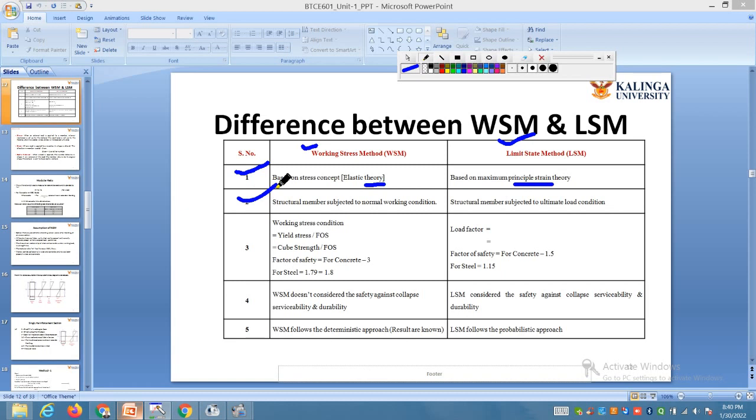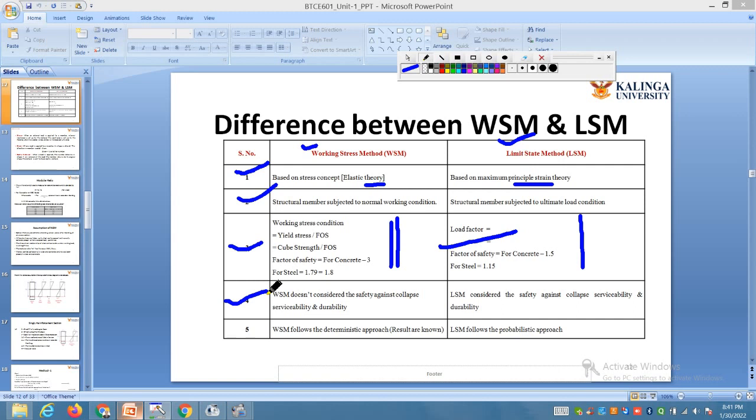Working stress method is based upon consideration of material properties. I have explained in detail in my previous lectures how we consider factor of safety 3 for concrete and approximately 1.79, 1.8 for steel. So in working stress method we are applying factor of safety to the strength of material, while in case of limit state method we are applying factor of safety to the loads.